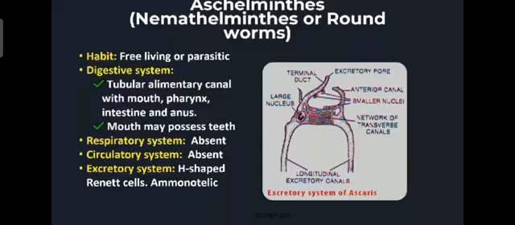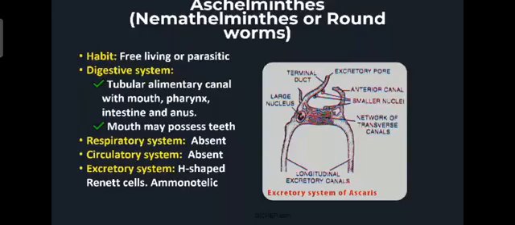Now the characteristics of Aschelminthes. It is commonly called, as I told, see the heading, roundworms, or it is also called Nemathelminthes. Clear? Aschelminthes or Nemathelminthes or roundworms. All these names you have to remember. Now what is the habit? How are these present? These are free living or parasitic. Freely living, and these are parasitic, meaning they depend on other organisms.